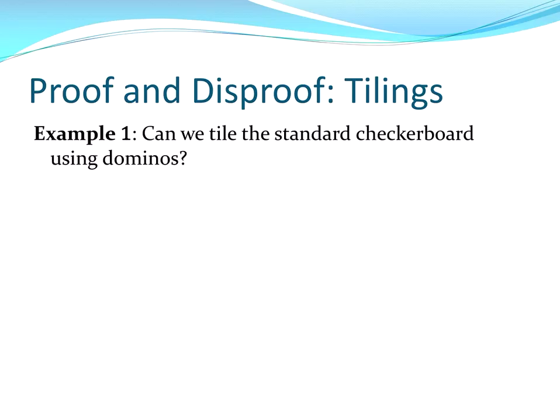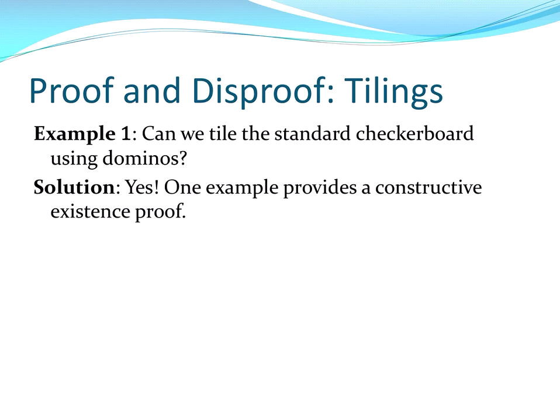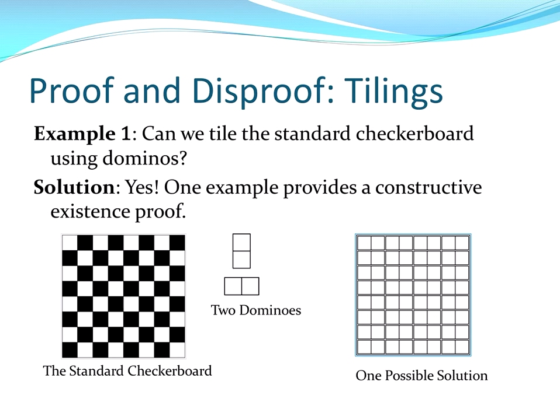So the first example is, can we tile the standard checkerboard using dominoes? Well, it turns out yes, because we will exhibit a constructive existence proof. Remember, a standard checkerboard is 8 by 8 squares with alternating colors, and a domino will cover 2 squares at a time and can be oriented either vertically or horizontally.